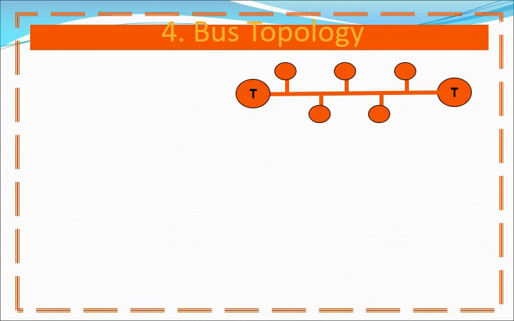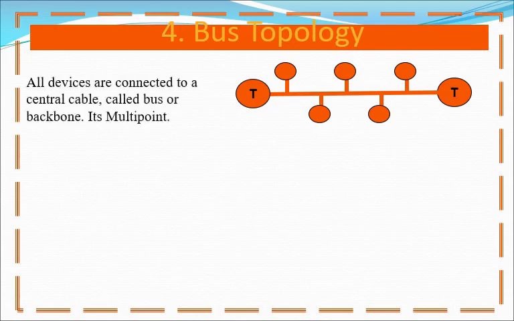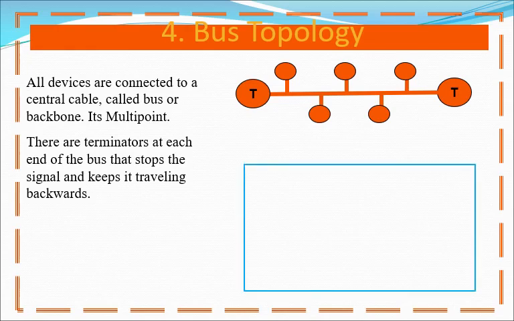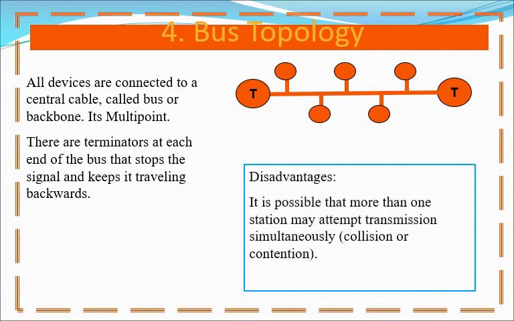The next topology is bus topology. Here all the devices are connected to a central cable which is called the bus. There are terminators at each end of the bus that stop the signal and keep it from traveling backward. The major disadvantage of this bus topology is that if two stations attempt to transmit simultaneously, there is a possibility of a collision. This is the major drawback.